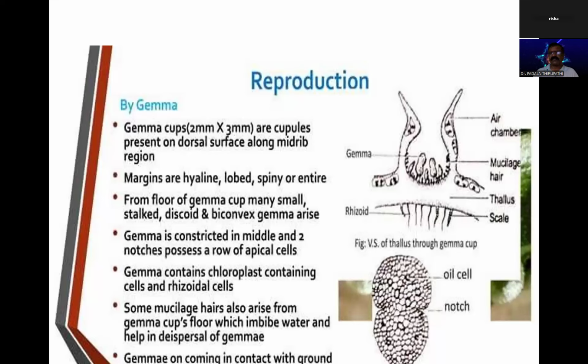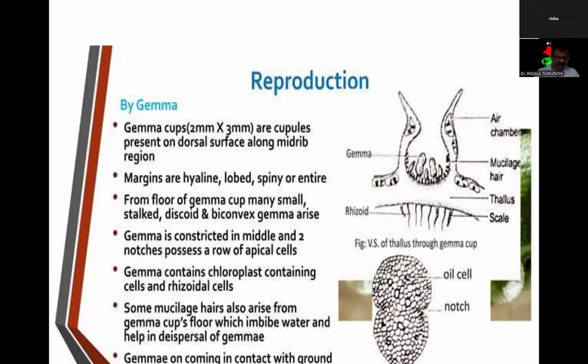From the floor of the cup-like structure in the middle, many small stalked, discoid and biconvex gemmae arise. Look at the diagram on the upper side. There you are seeing stalked gemmae inside the cup-like structure, somewhat dumbbell shaped with a notch at the middle. Actually, gemmae are somewhat dumbbell shaped, and many gemmae are present.